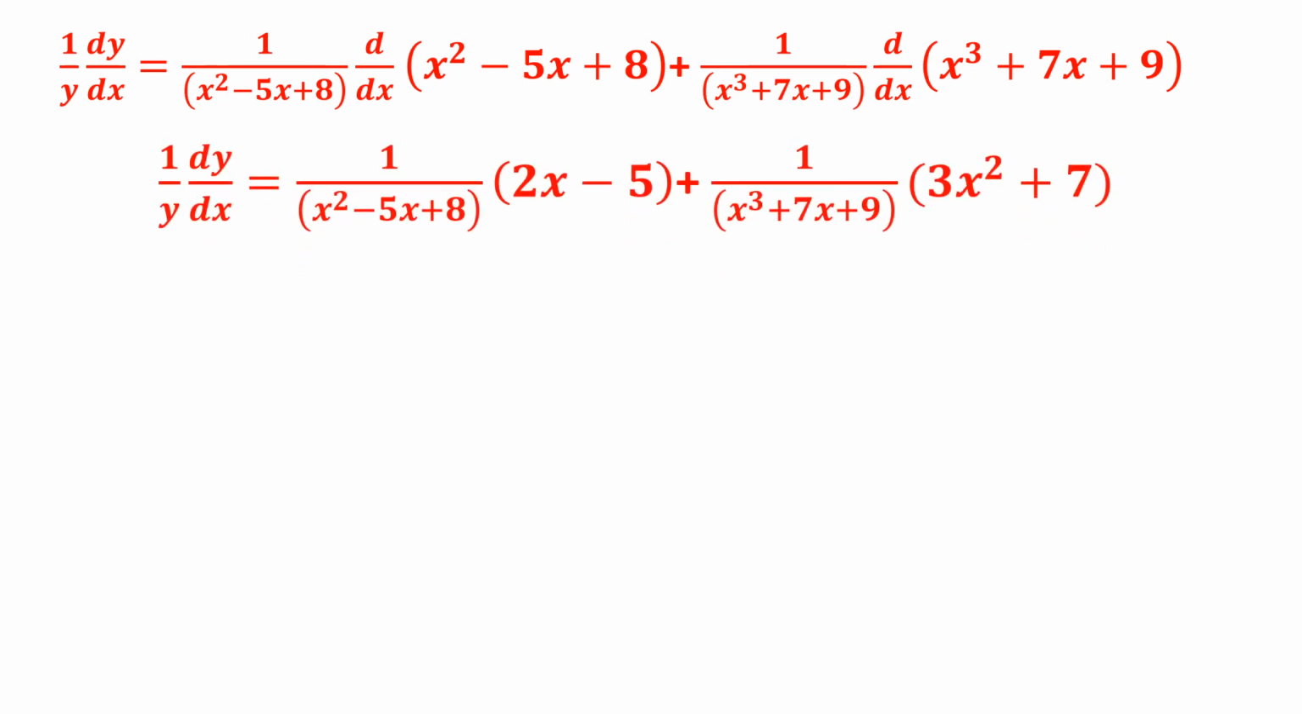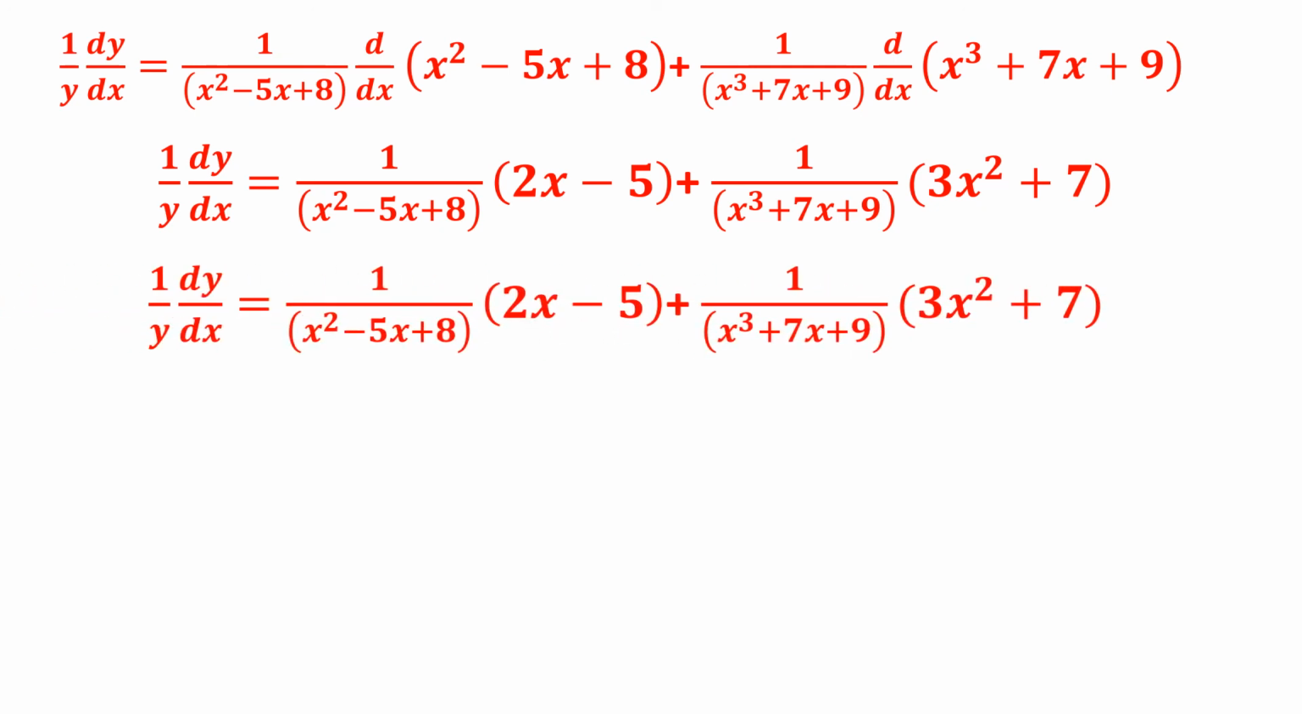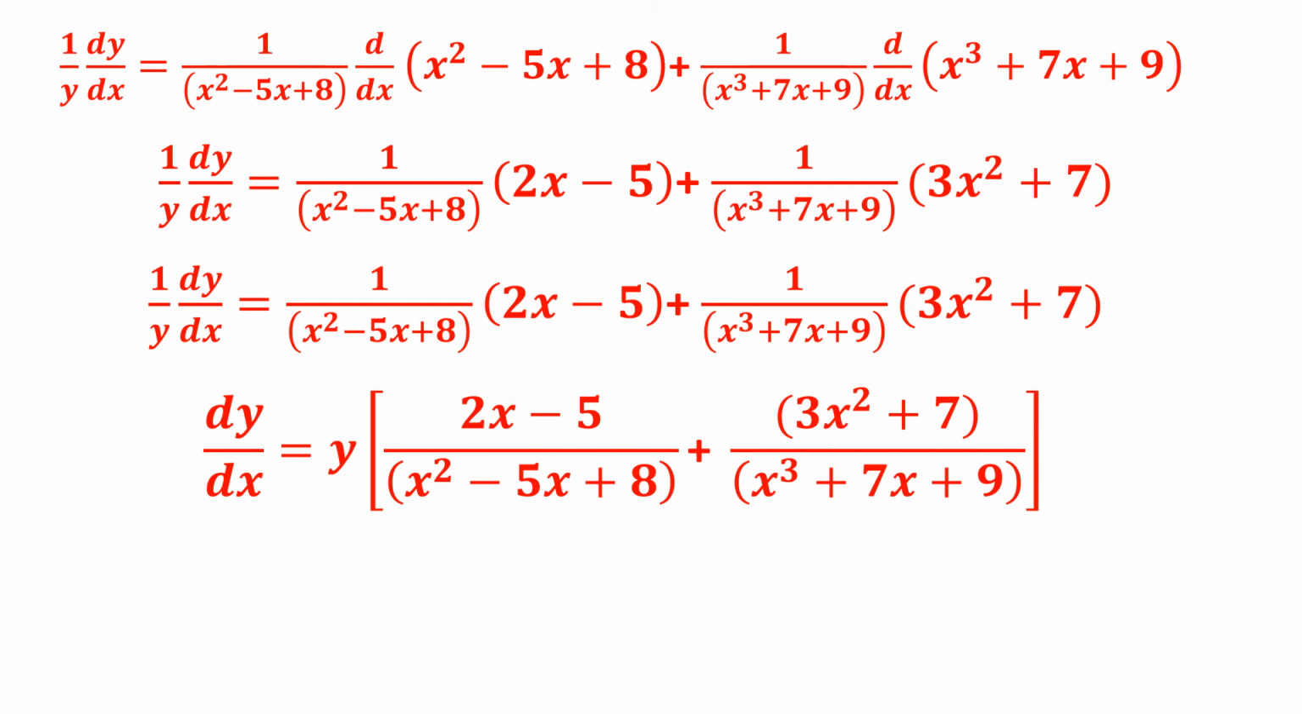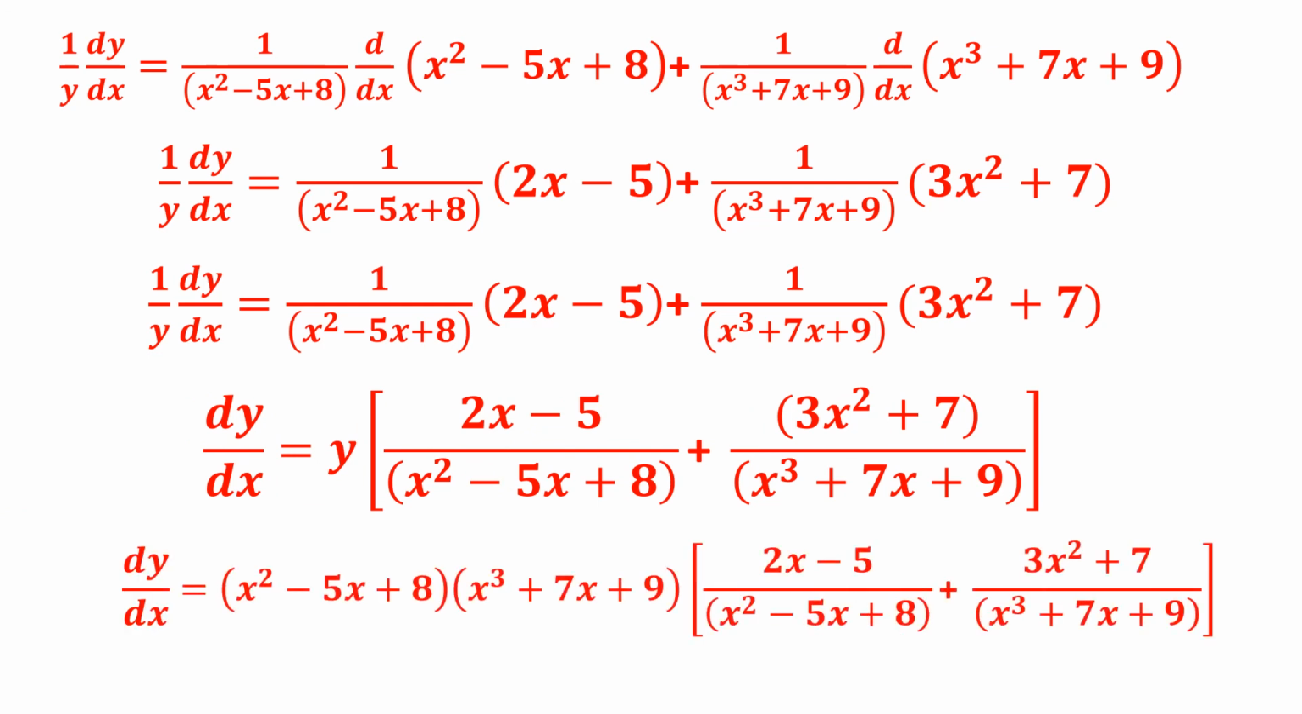And differentiation of x square minus 5x plus 8 is 2x minus 5. Differentiation of x cube plus 7x plus 9 is 3x square plus 7. For y should be multiplied. We are substituting the value of y now: x square minus 5x plus 8 into x cube plus 7x plus 9. Now what we can do is bring these two products inside the bracket so that one of them will get cancelled with the denominators.